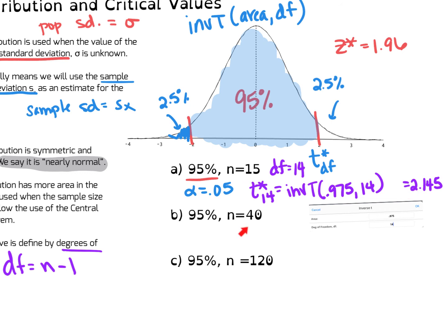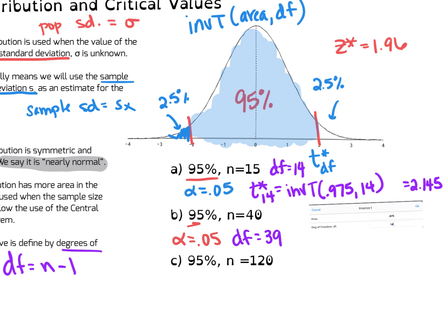Well, what happens as you increase the degrees of freedom? So look at this next one. Your confidence level is 95%, so this is the exact same setup. If that's your confidence level, then your alpha here is still equal to 0.05. But the only thing that's going to change now is you have more degrees of freedom. So your n is equal to 40 here, and now your degrees of freedom are equal to 39.